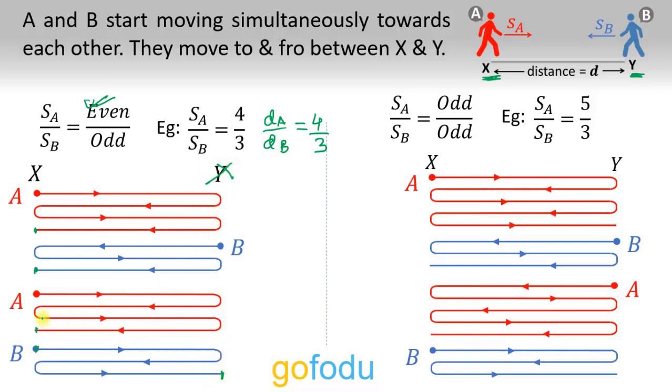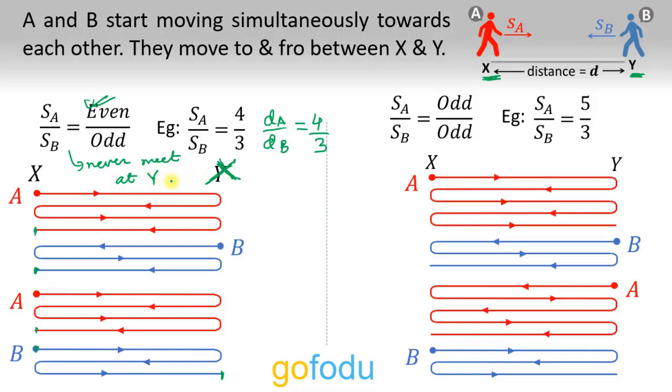In the next round, A will again start from X, whereas B will again start from Y. This scenario would be same as this first scenario. Okay. So they will never meet at Y because A will always end up at X only. A will never end up at Y, and B in every 3 rounds will end up at X and Y alternately. Of course, they will be meeting in between, but when ratio of speeds of A and B is even upon odd, they never meet at Y.